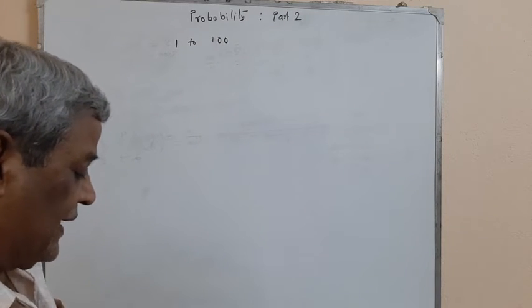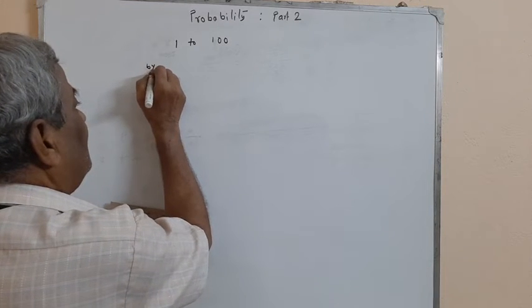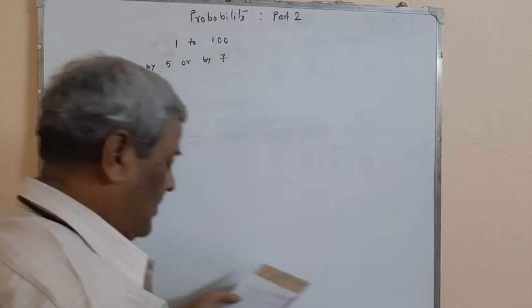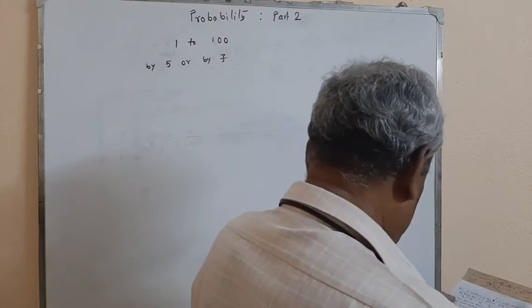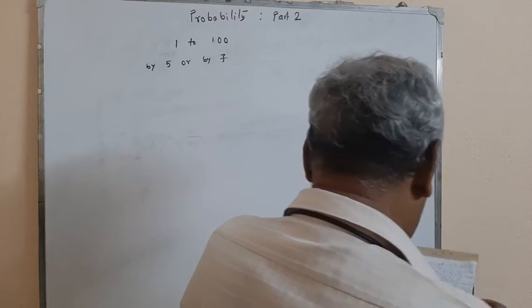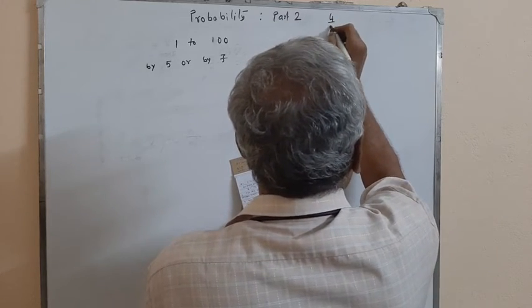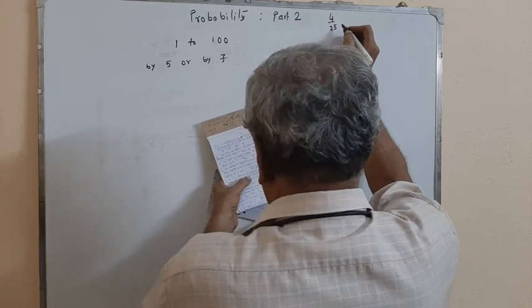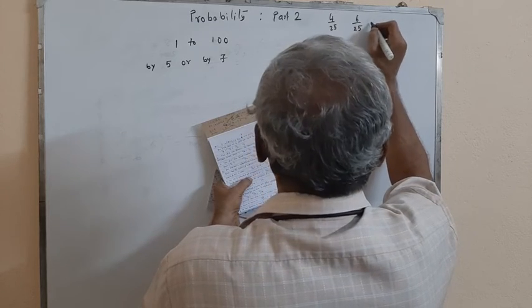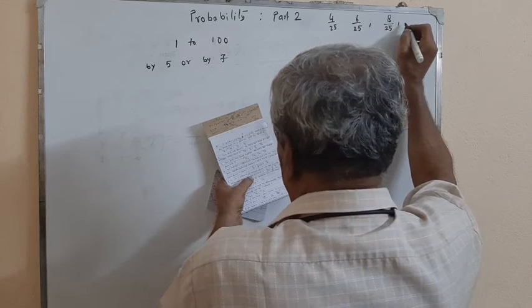Find the probability that the number is divisible either by 5 or by 7. And options are 4 by 25, 6 by 25, 8 by 25 and 2 by 5.